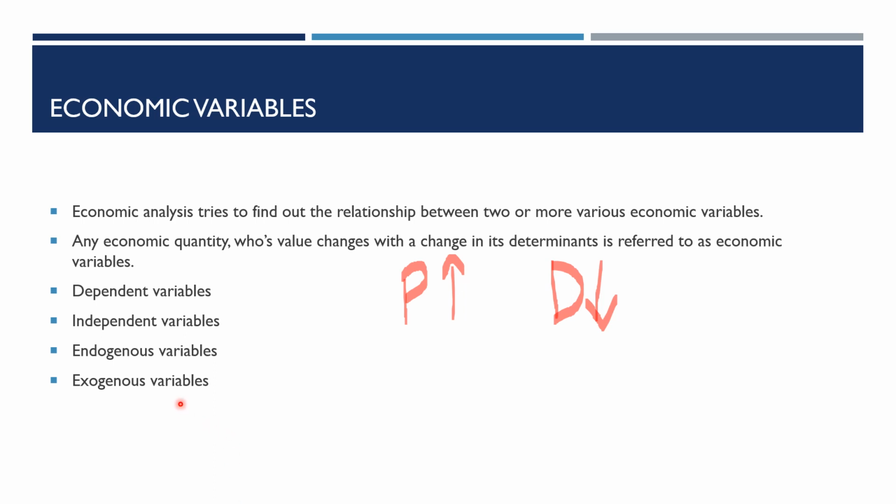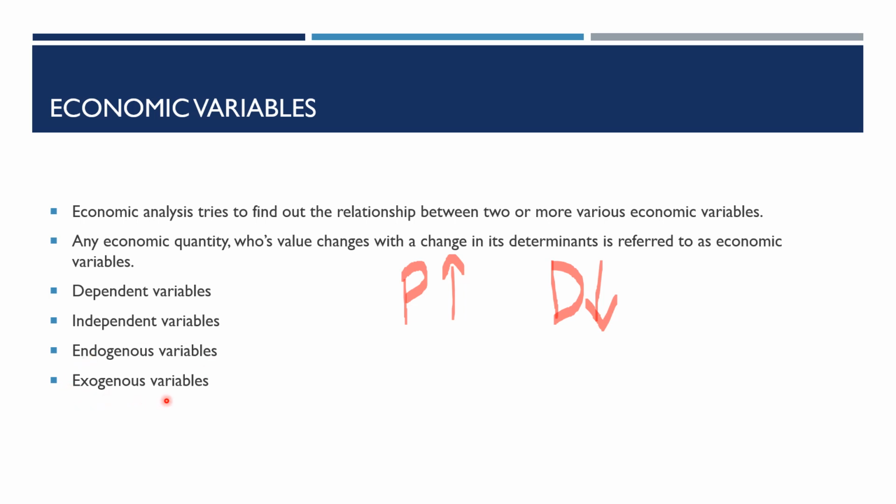Exogenous variables refers to variables whose values are obtained outside the model under consideration. Like previously, how we saw in case of an endogenous variable, price was part of the model. Price was part of the supply and demand model. That's why we found out the value of price through that model itself. Thus, price became an endogenous variable.